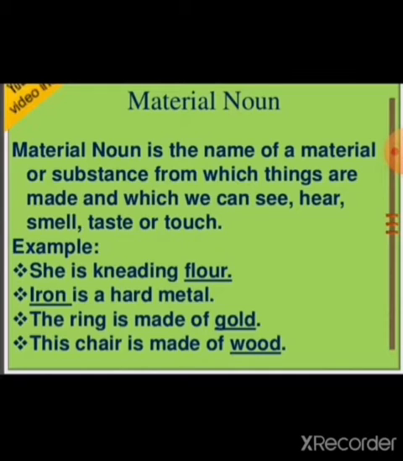Flour is something that is a material noun. It is something that has a physical existence. We can see it, we can taste it, we can touch it. Okay. The next one is iron is a hard metal. Iron is a thing that we can touch, okay, and we can see. The ring is made of gold. Now gold is also a material thing. It has a mass, it has a physical existence.